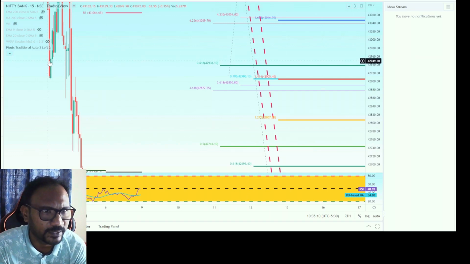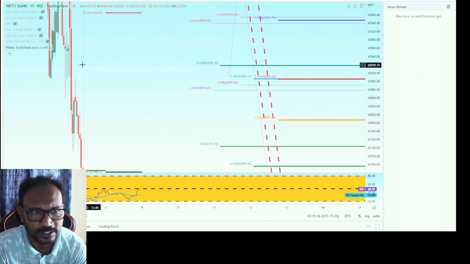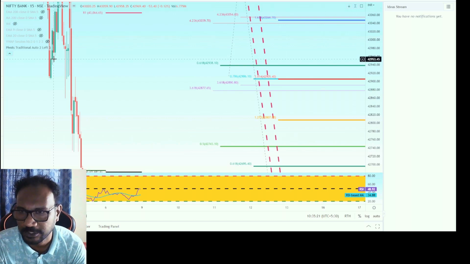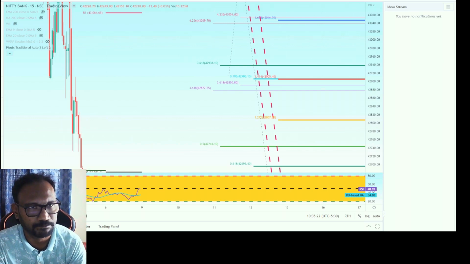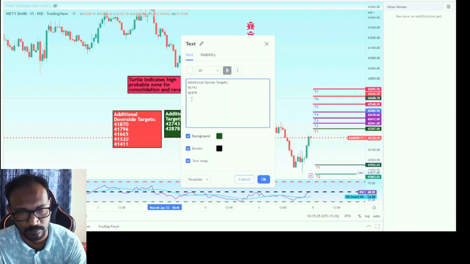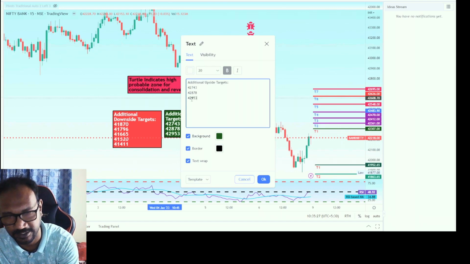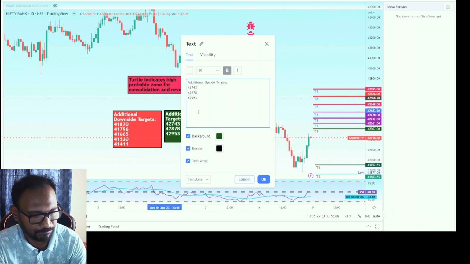I would like to take this one here because this is a candle completion. The second one started and this is 0.618. So this is slightly above. I'm going to take it as 42,953.